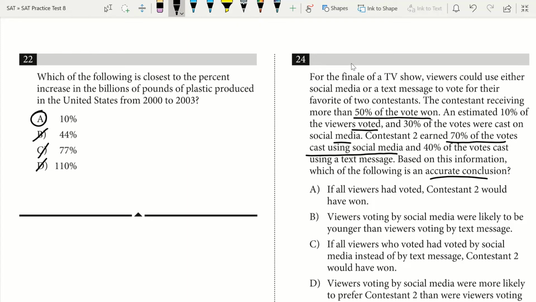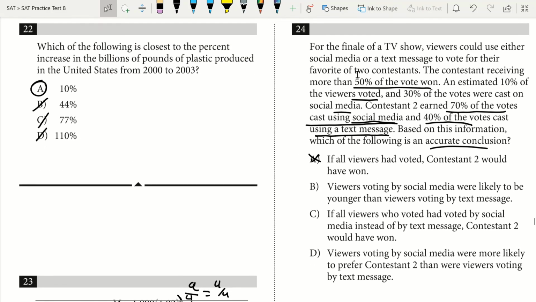A, if all viewers had voted, contestant 2 would have won. All right, well, we're told the contestant receiving more than half the vote won. We're told an estimated 10% of the viewers voted. 30% were cast on social media. Contestant 2 earned 70% of the votes cast on social media and 40% of the votes cast using a text message. Okay, we don't know how many people voted by text or by social media though, so we can't say that contestant 2 would have won if all viewers had voted. We can't make a statement on that because we don't know what all viewers thought.